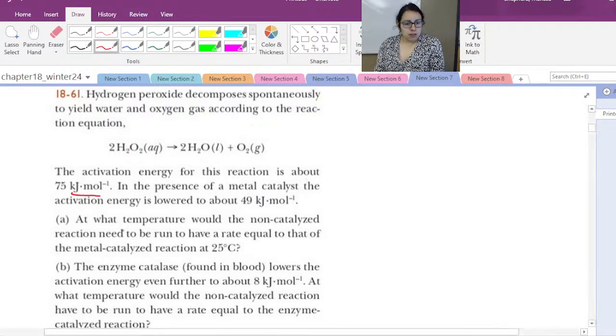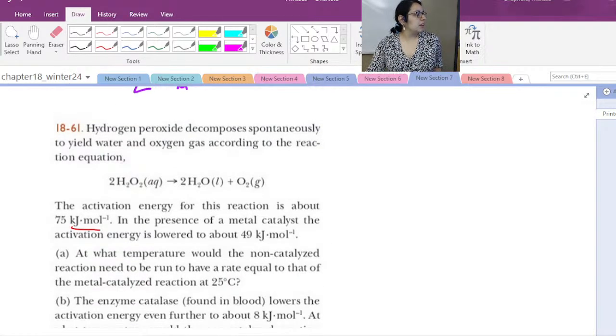So let's just start with A. What temperature would the non-catalyzed reaction need to be run at to have a rate equal to that of the metal catalyzed reaction? I'll give you a few moments to at least stare at it, and then maybe I'll give you a hint.